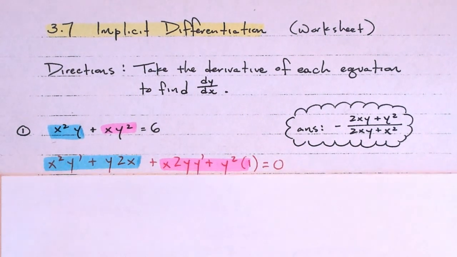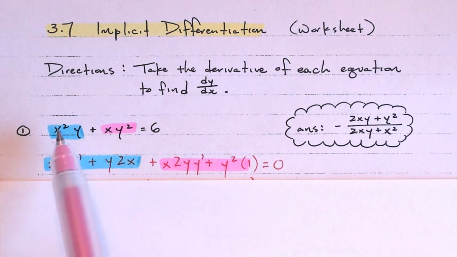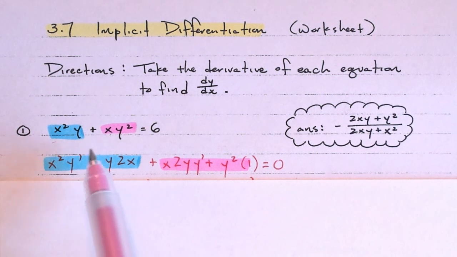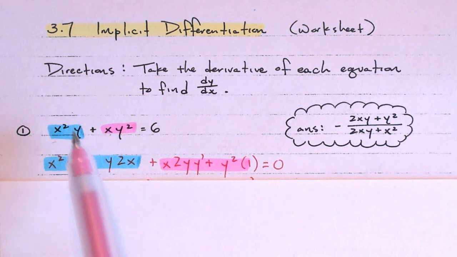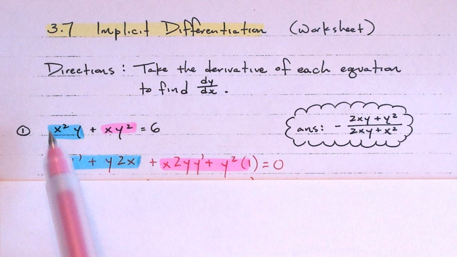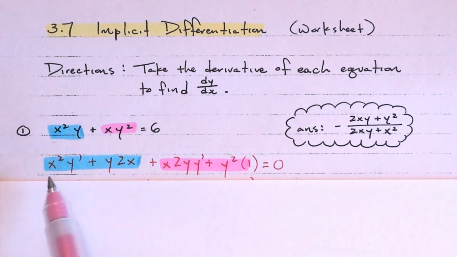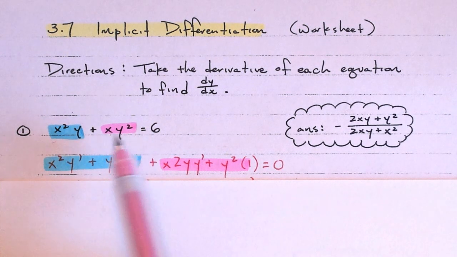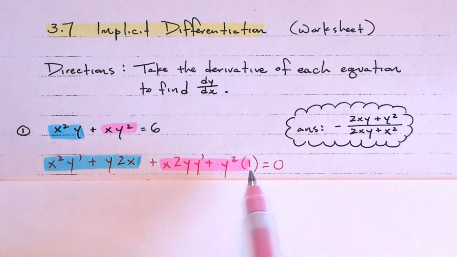Okay, so let's see how that works out. Here's my box. Here's my triangle prime. And then plus triangle, that's my y, times box prime, that's my 2x. So the derivative of this product is this product rule right here, and the derivative of this product is this product rule right here.